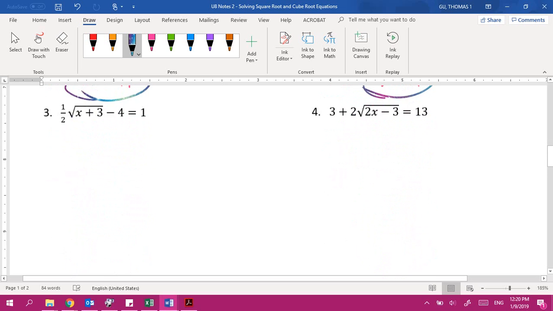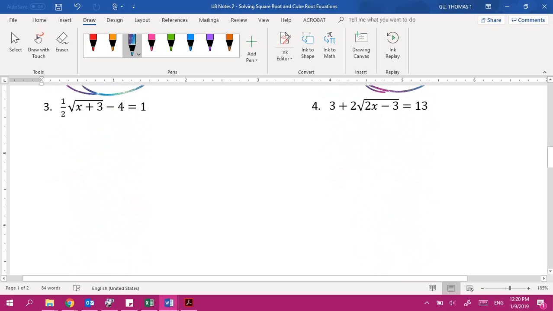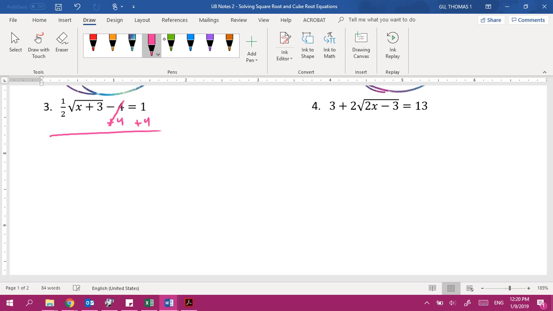All right, number 3. 1/2 square root of x plus 3 minus 4. What do you do here first? Plus 4, that's right. Addition and subtraction first. That leaves you with 1/2 square root of x plus 3 equals 5. What's next? Multiply by 2, that's right. We want to get rid of this 1/2. How do you get rid of 1/2? You multiply by 2.